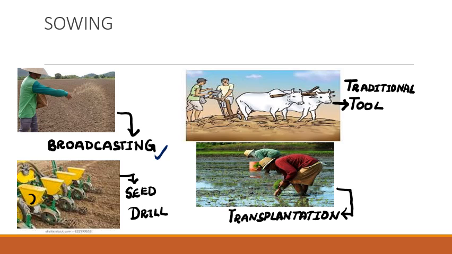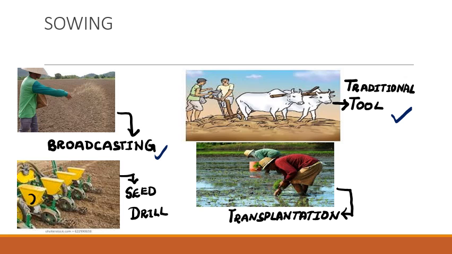Next method is the traditional tool. You can see the traditional tool. It is a funnel-like structure. It is used for sowing seeds and it is shaped like a funnel. The seeds are put into the funnel and pass through two or three pipes having sharp ends. These sharp ends pierce into the soil and place seeds there.